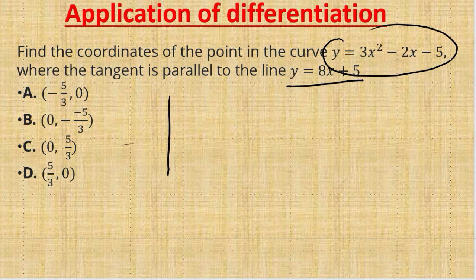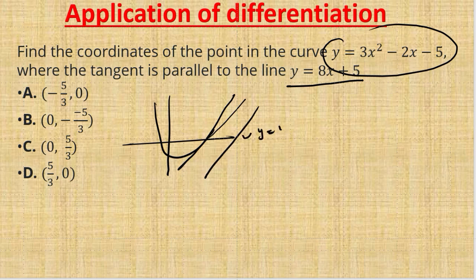Now let's imagine this is my curve and I have the point here. Now, uniquely, I've been told that the tangent at this point is parallel to this line of y equals 8x plus 5.